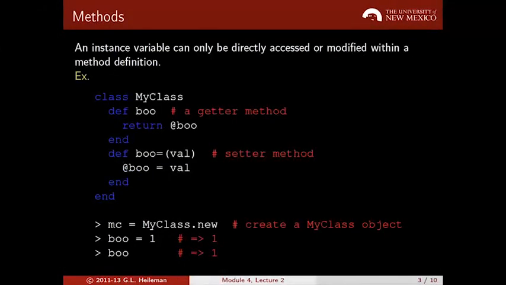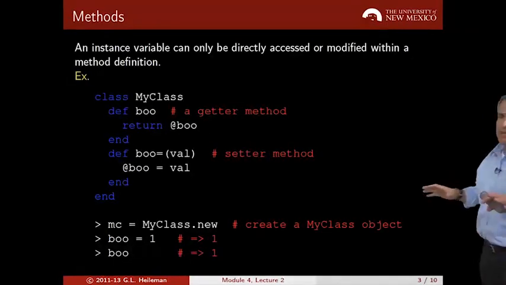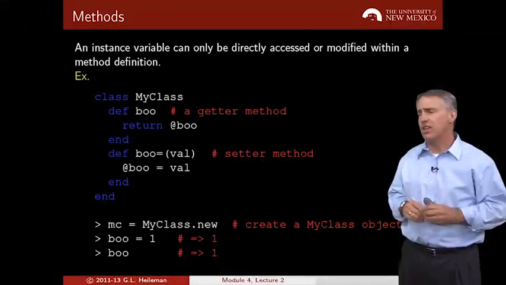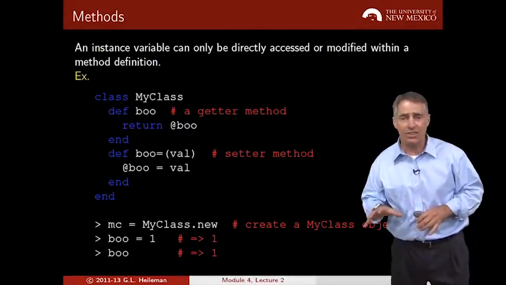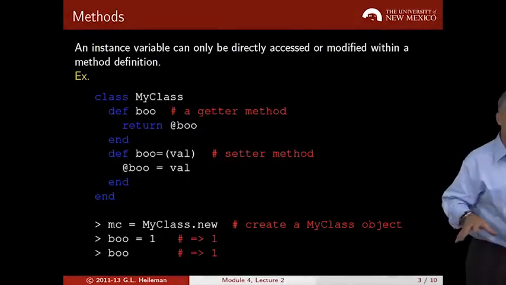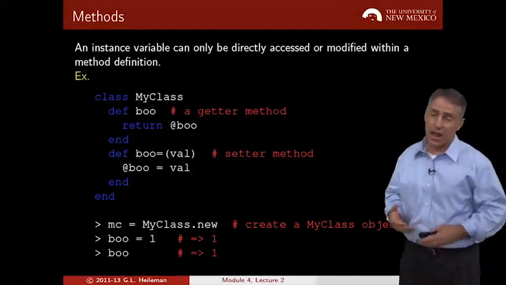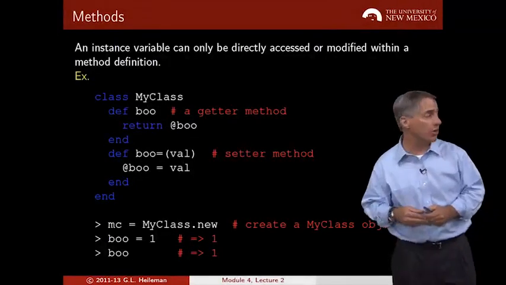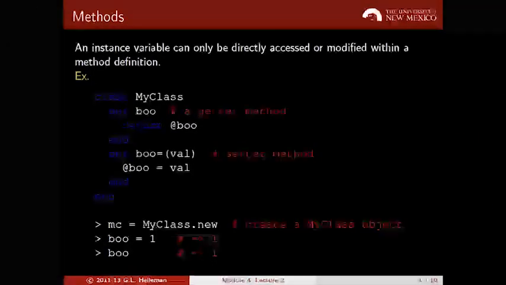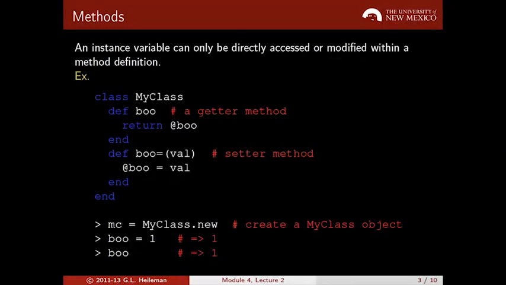Now, what you were seeing on the previous slide was that an instance variable can only be directly accessed or modified through a method. You can't directly do it. So here I'm going to provide what are called getters and setters, or accessor methods, in order to get at that boo variable. I'm creating a method called boo that simply returns that instance variable. And then I'm creating another method that allows me to assign a value to boo. In other words, the first one is a getter and the second one is a setter.